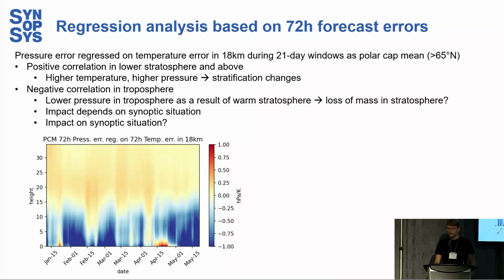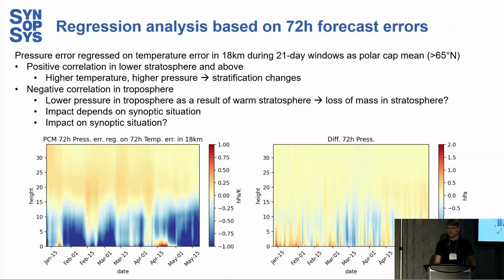And we see that, in some way consistent with the warming in the stratosphere, there are some pressure increases in the same region, around 18 kilometers. We also see a strong regression or correlation that indicates lower pressure in the troposphere related to this warming, which could be related to basically a mass loss of the stratosphere and basically static things, so to say. But now the question is, of course, does that impact the synoptic situation?